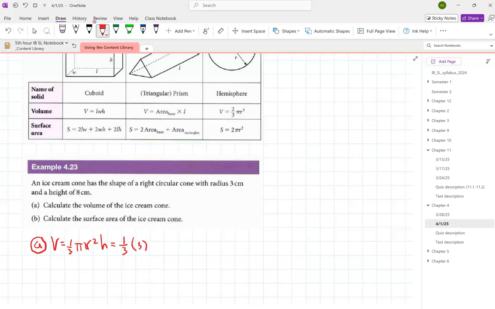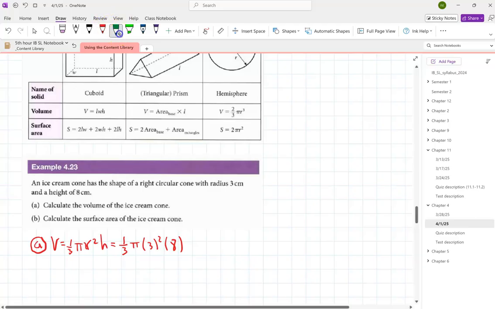There's nothing much really to do here, I'm just plugging them in, right? And then it's calculator time. I'm not going to bother to type it through on the calculator if you guys are cool with that.